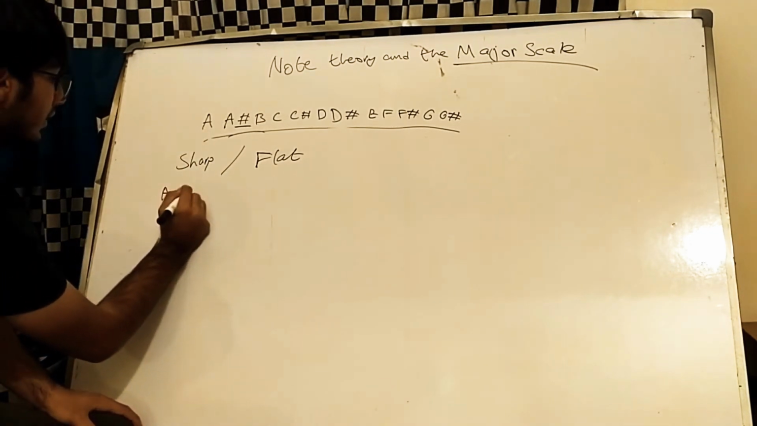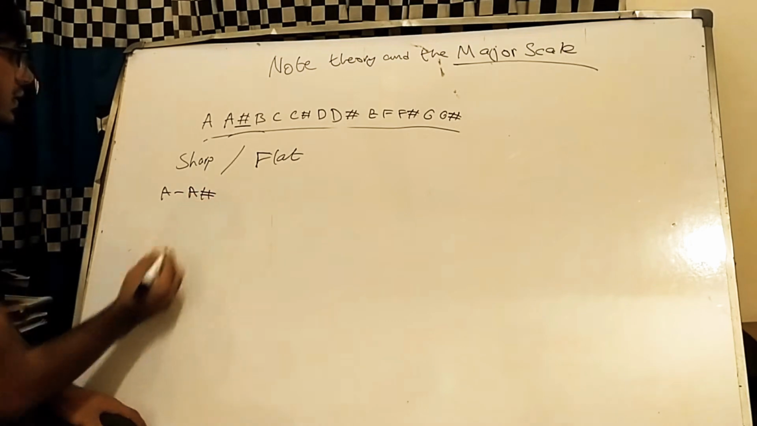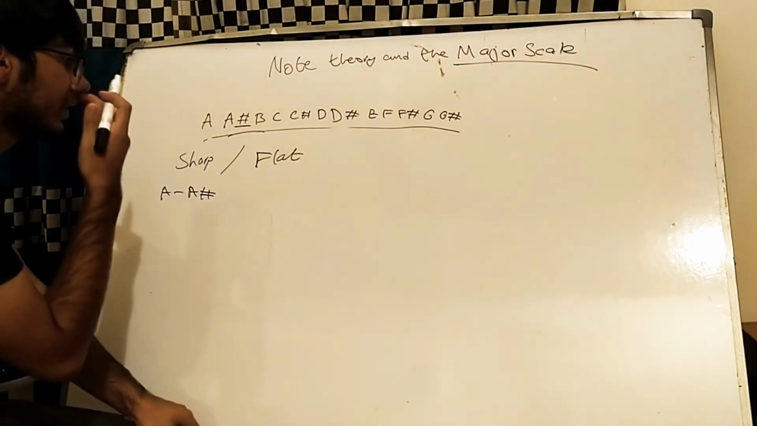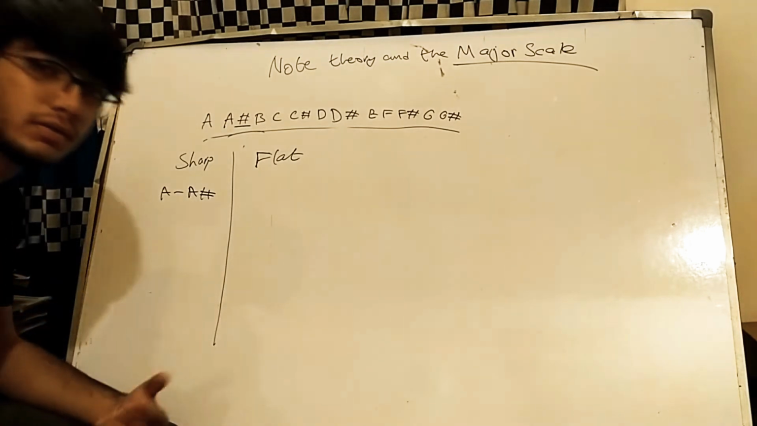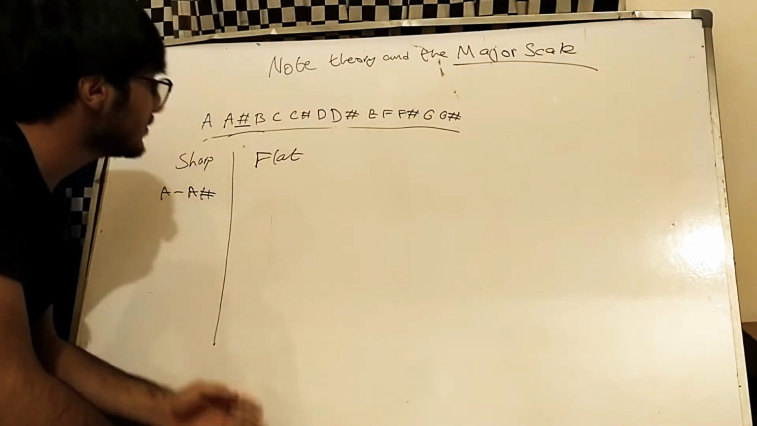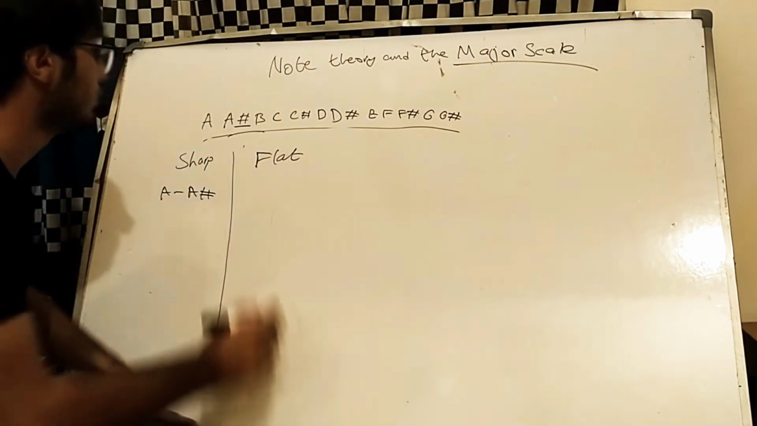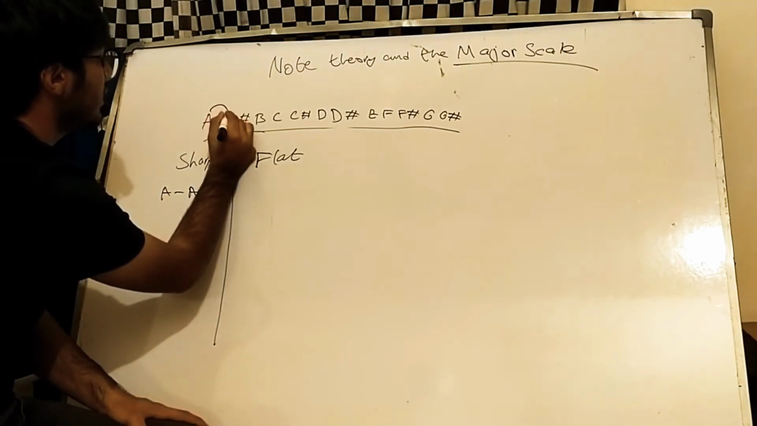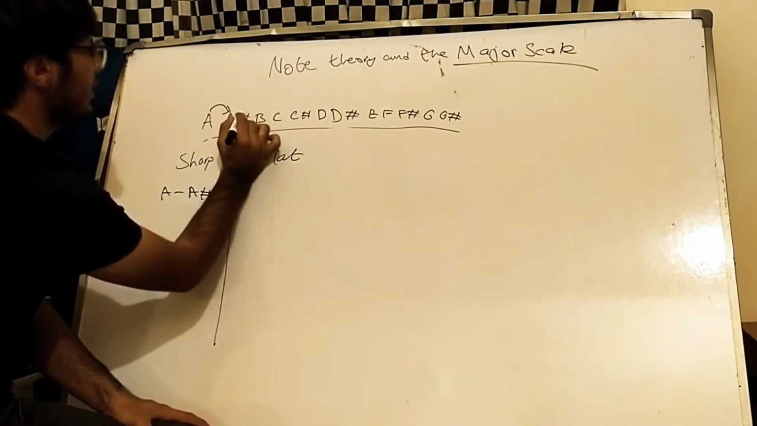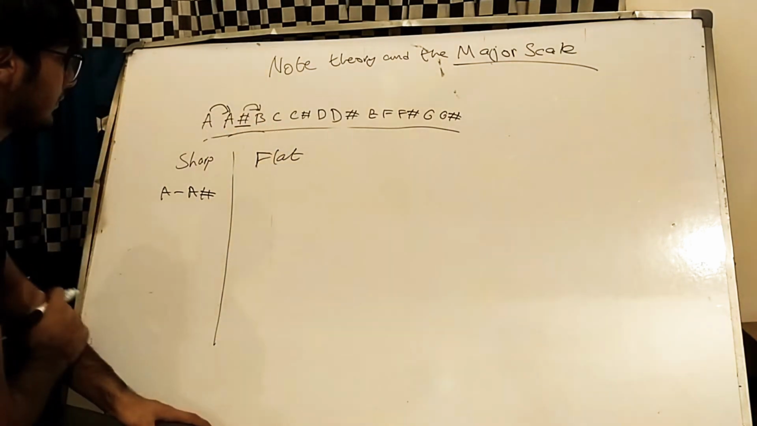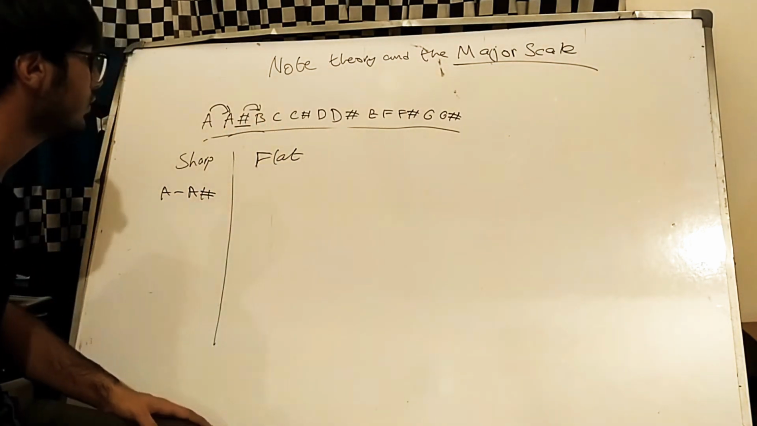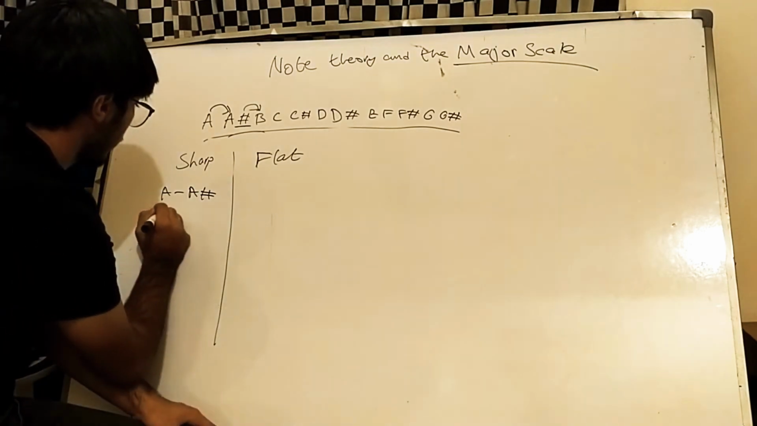A to A sharp is just increasing the note in pitch by one half step. Now what's a half step? A half step is just the distance between the two notes. This A to A sharp is a half step. A sharp to B is a half step. And another step or distance between the notes which is common is called a whole step.